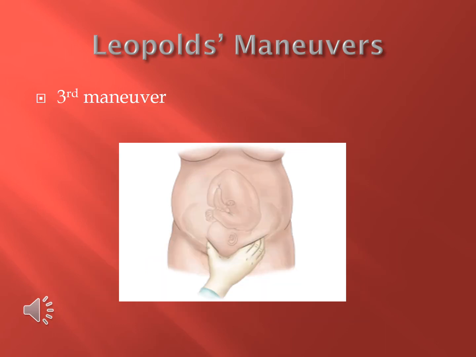The third maneuver helps to confirm the presentation. This maneuver can also provide information about the descent of the presenting part in the pelvis, such as whether it is floating or engaged. While continuing to face the woman's head, the nurse uses the thumb and fingers of one hand to grasp the woman's lower abdomen just above the symphysis pubis, and notes the contour, size, and consistency of the presenting part. The head feels firm and globular and is mobile if unengaged and immobile if engaged. A breech presentation feels smaller, softer, and irregular.